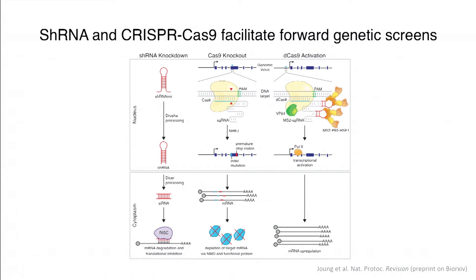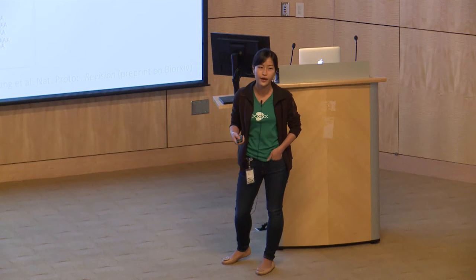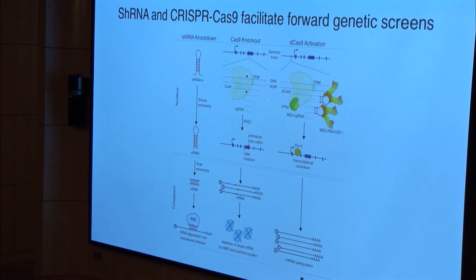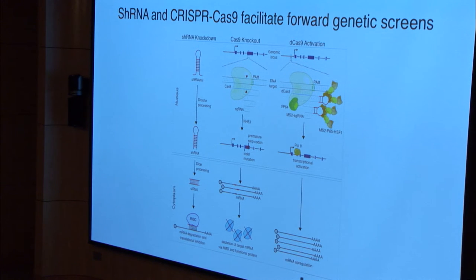And more recently, the dead Cas9 activation path has been very useful for overexpressing genes of interest. And this is another way of perturbation called gain of function screening. And the way this works is that the Cas9 nuclease is rendered inactive by two mutations, resulting in a dead Cas9. And when we fuse this with a VP64 activation domain and then subsequently recruit two additional activation domains, P65 and HSF1, by engineering the guide RNA hairpins, we get a complex that has three different activation domains, and this can result in a very robust transcriptional upregulation, and this is used for overexpression screening.